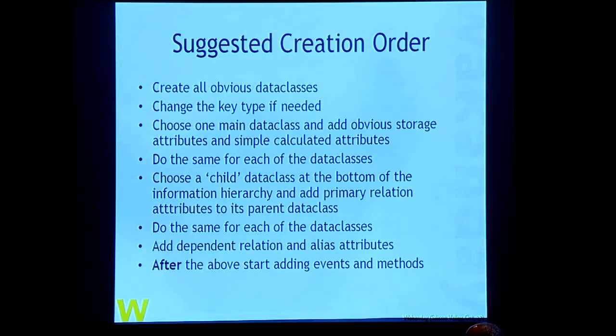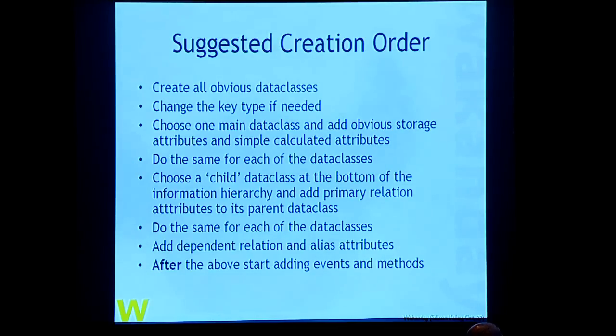Then choose one of the child data classes, one of the ones that's at the bottom of the information hierarchy or at least is dependent on some parent data class, and start adding your relation attributes. I typically create my relation attributes right at that point. I go ahead and say, if I'm a sales order, I'm referencing a customer, I create the attribute. And you do that for all your data classes. So you put in all your relation attributes.